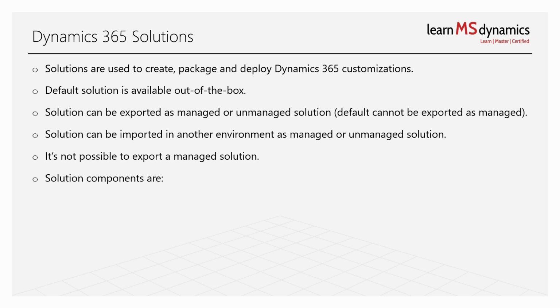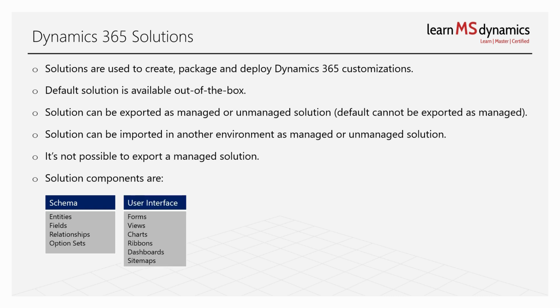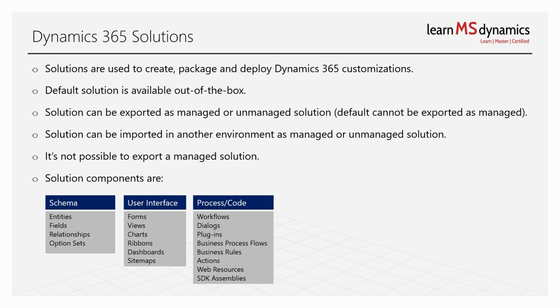So let's talk about the components available in a solution. The first one is schema. In schema, you see entities, fields, relationships, and option sets. And then we have user interface components. In that we have forms, views, charts, ribbon, dashboards, and sitemap. The next one is process or code. In this we have workflows, dialogues, plugins, business process flows, business rules, actions, web resources, and SDK assemblies. So these are the components that support the schema and user interface for functionalities.